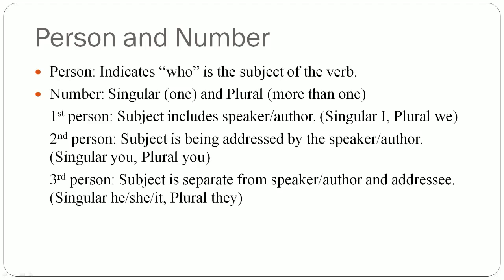Now the third person, the subject is something or someone that is distinct and separate from the speaker and the audience. Okay, if it's not I, if it's not you, it is singular he, she, or it, plural they. All right, so that is person and number. Now, why is this important? Well, let's have a look.